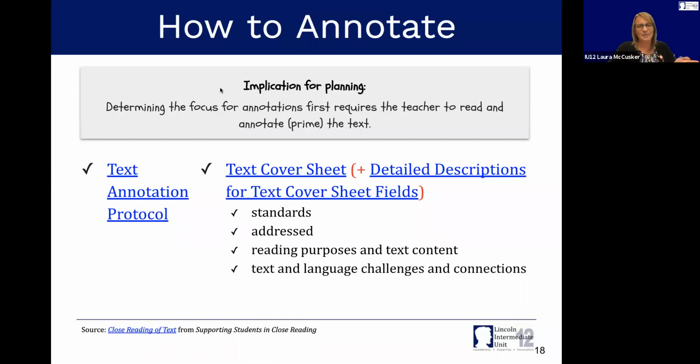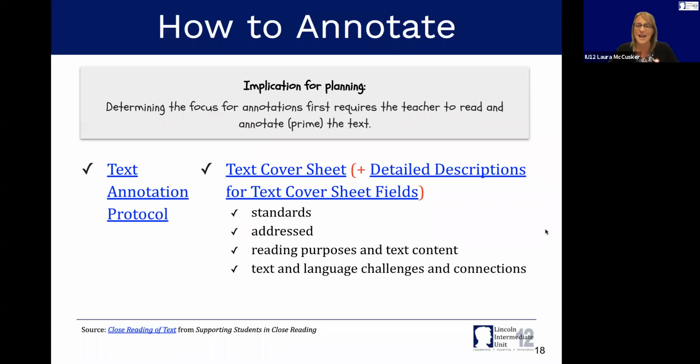So I mentioned the implications for teachers. Well, Laura, what tools are out there to assist, right? An implication for our own planning is that we need to determine the focus for our annotations first. So as the teacher, we need to read and annotate the text, which is sometimes referred to as priming the text. So from that large document of supporting students in close reading, there are 2 tools that are available. And you can click through them here on the links on our slide 18, or they're available for you in the folder as well.